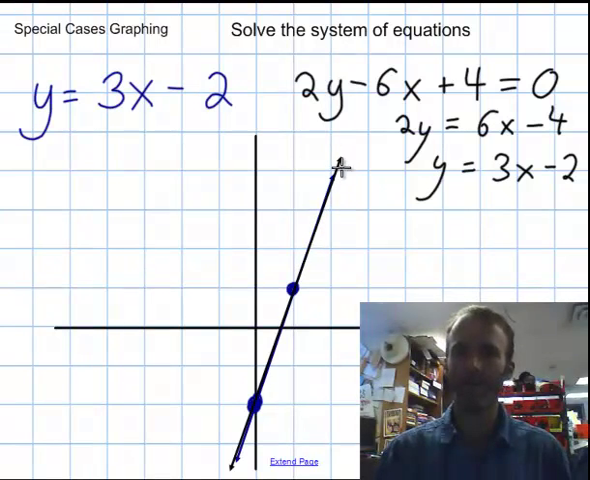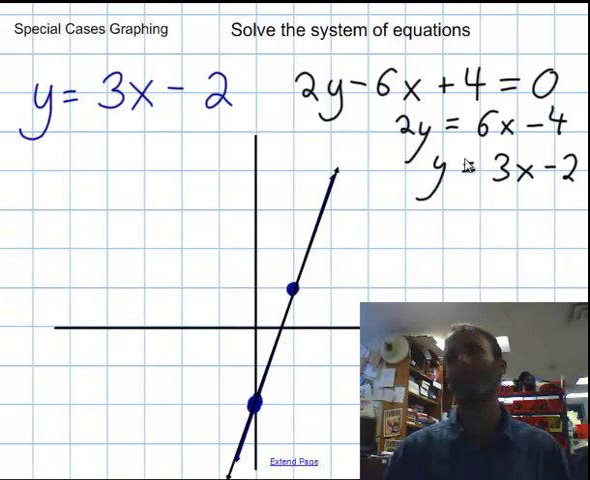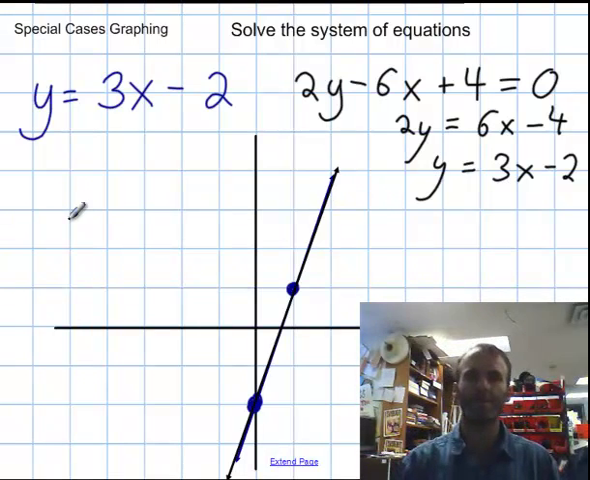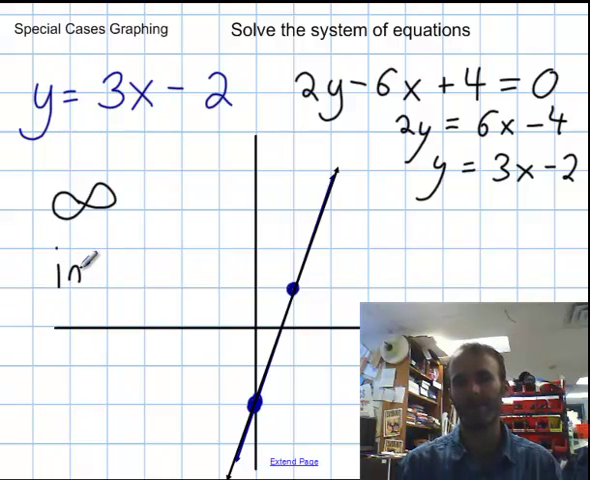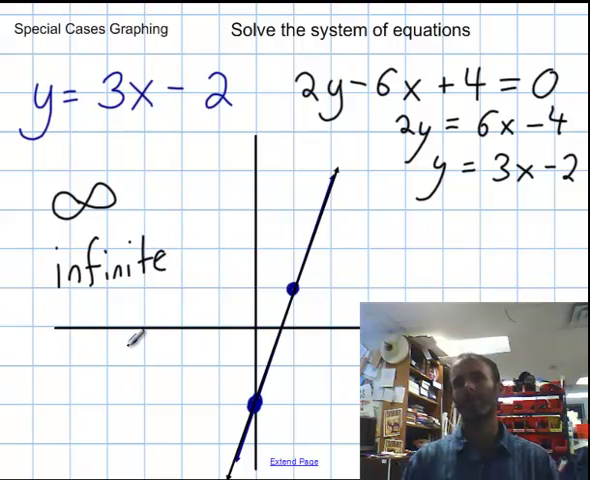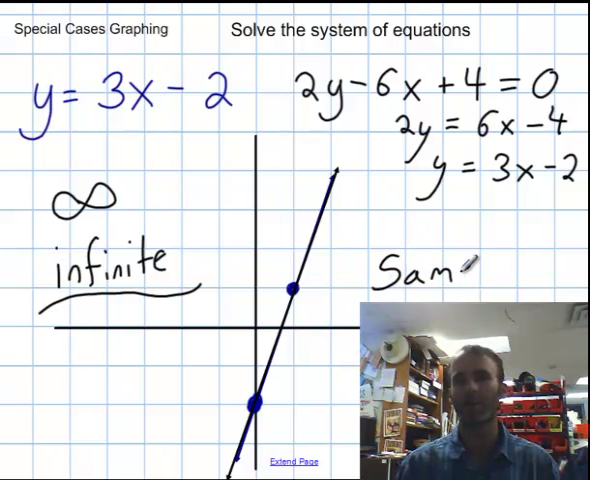Well, every point on this line represents a solution. So if it's the same line, that means that any number on one line will be on the other line. So that means that there's an infinite number of solutions. Infinite number of solutions. Same line, infinite number of solutions.